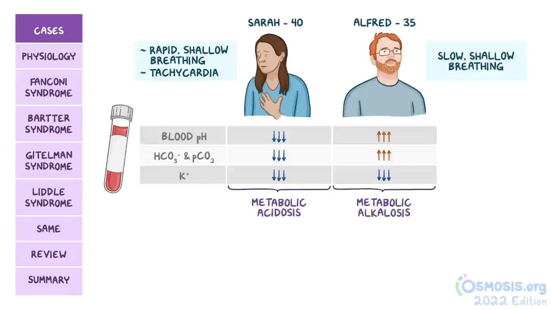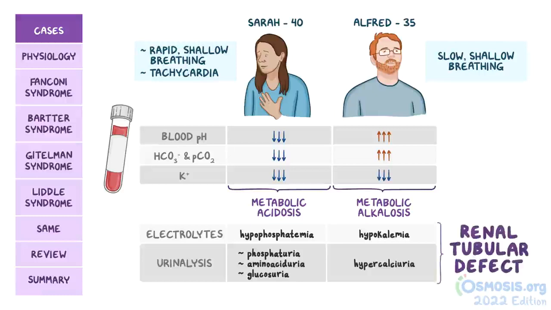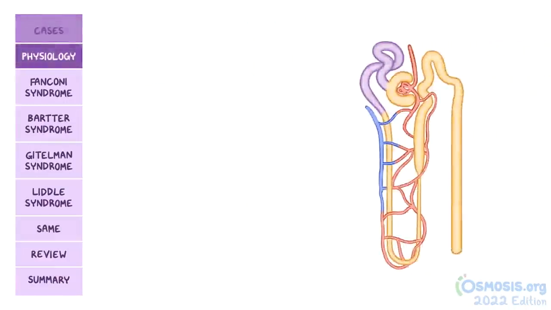Further investigations were done, like electrolytes and urinalysis. This showed that Sarah had hypophosphatemia, and urinalysis showed phosphaturia, aminoaciduria, and glucosuria, while Alfred had hypokalemia, and urinalysis showed hypercalciuria. Now, the results from the labs of both individuals point towards some kind of renal tubular defect that's causing acid-base disorders. Before talking specifics, let's remember the physiology of the renal tubules.